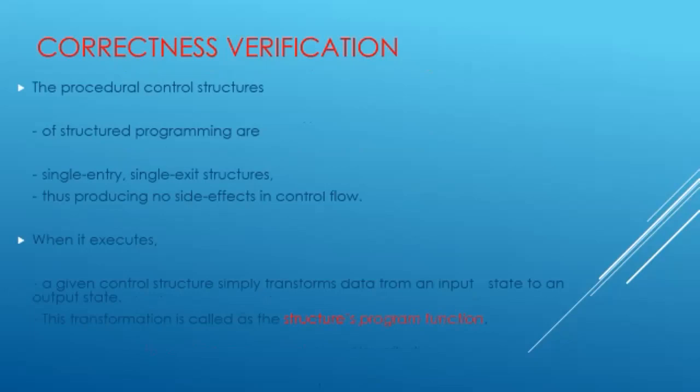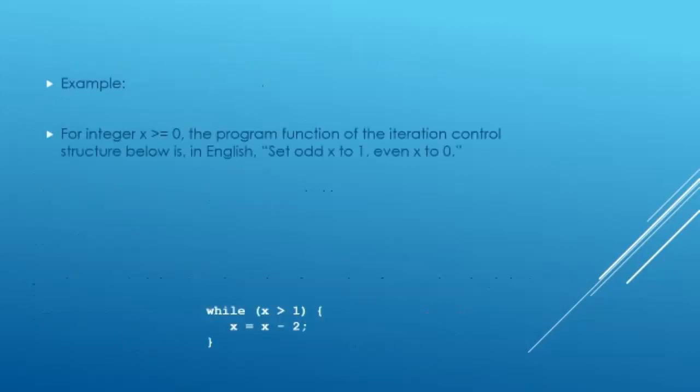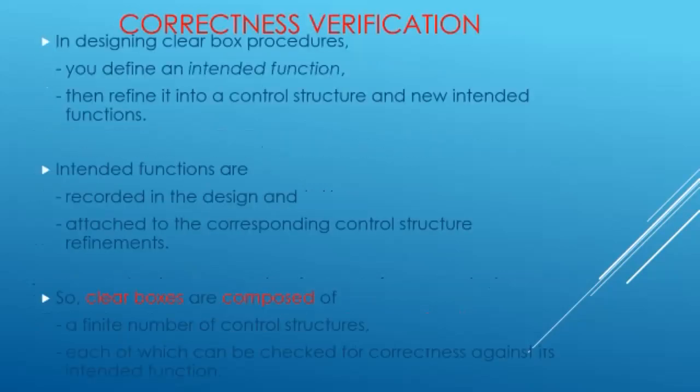Correctness verification. The procedural control structures of structured programming are single entry, single exit structures, thus producing no side effects in control flow. When it executes, a given control structure simply transforms data from an input state to an output state. This transformation is called the structure's program function. This is the example.